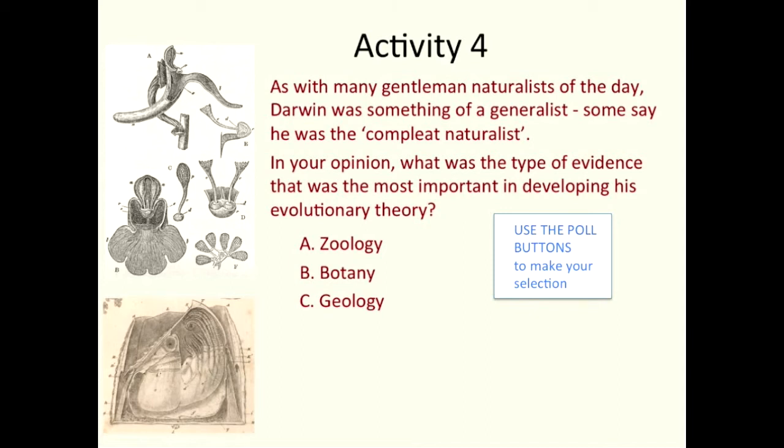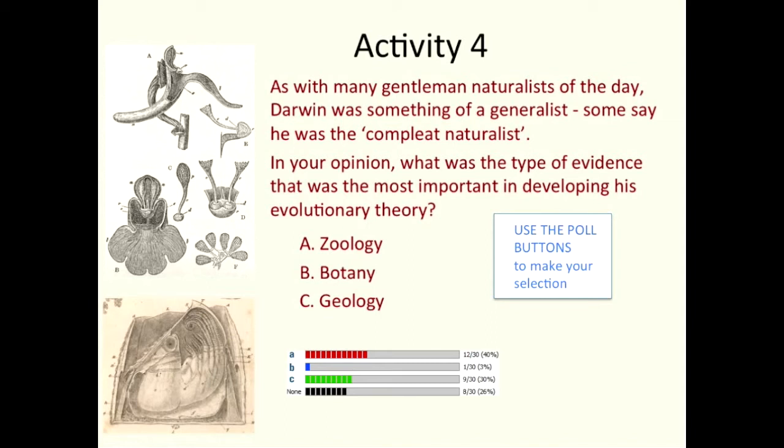So just a general question then about what type of evidence. Acknowledging that it's a combination of those things, what do you think are the types of evidence that are really important in developing that evolutionary theory? So we've had some responses. We give them the 5-second warning. 5, 4. Oh, no, my timing's out. My timing's terrible. So let's see what people think about that.